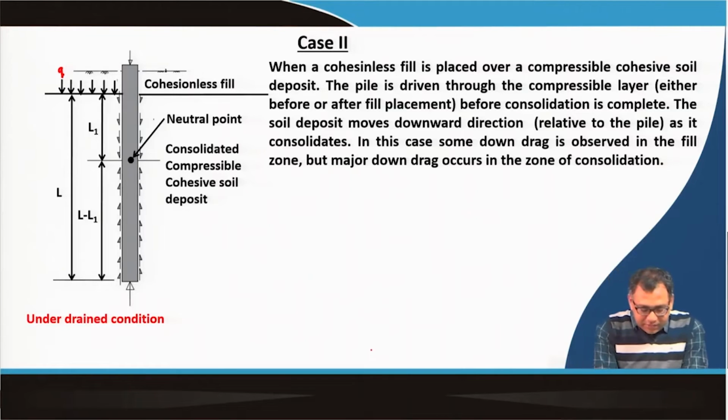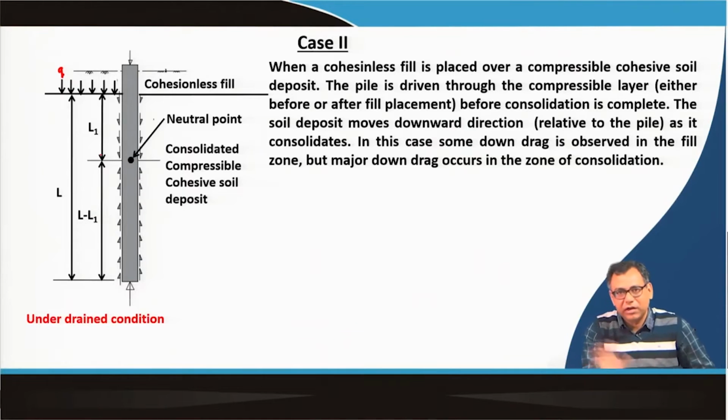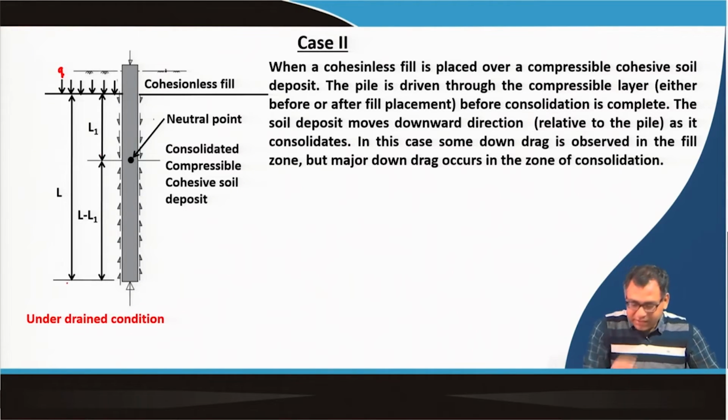Okay, so that way we can determine what would be the length L1 of the neutral point from the top of the compressible layer, and the total length of the pile is L, because the fill portion we will not consider during the load carrying capacity of the pile. We will consider only the natural soil where the pile is installed, and the load carrying capacity will be calculated based on that portion length. Okay, so here the length is this length. So now we have to calculate what is the L1 value.